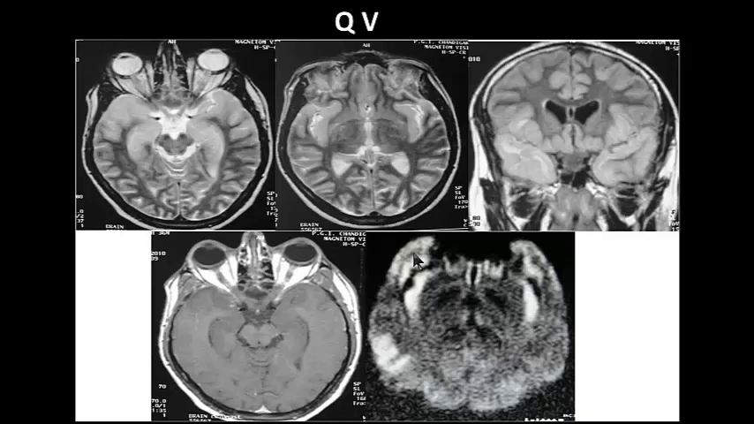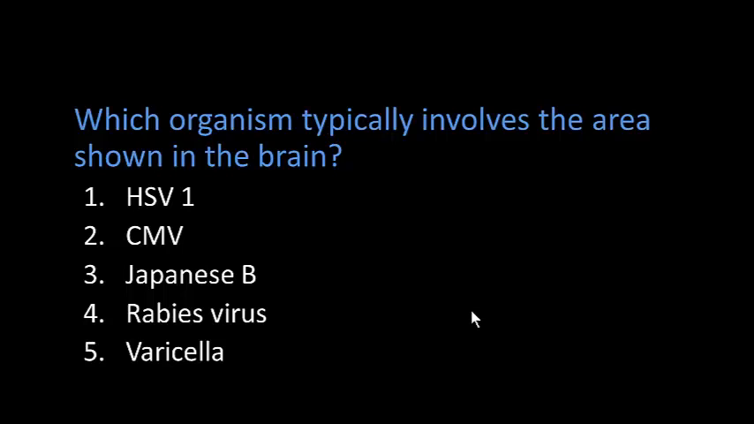So here is another question that I have not shown you. A typical MR picture where you see involvement of the temporal lobe, with diffusion restriction. My question here is, which organism typically involves the area shown in this particular brain? HSV1, CMV, Japanese B, rabies, or varicella? Oh, 100%. Oh, still there is some doubt. I thought everybody would make a diagnosis of HSV1.